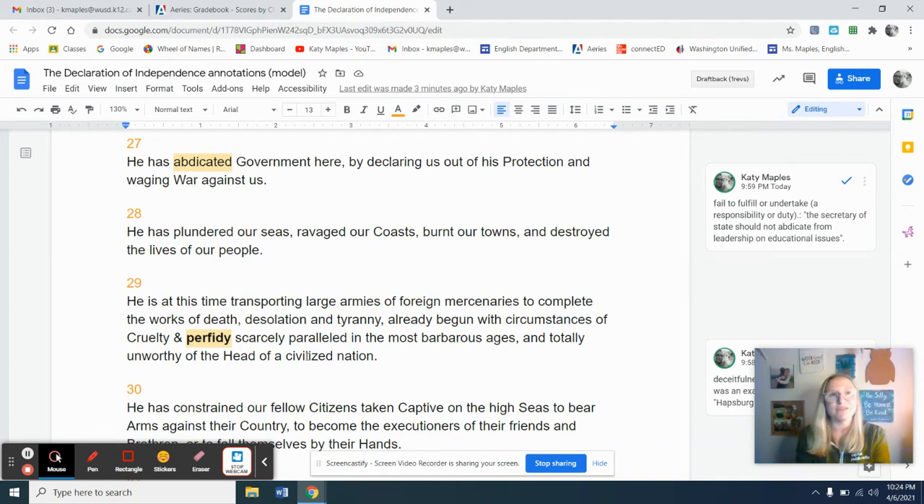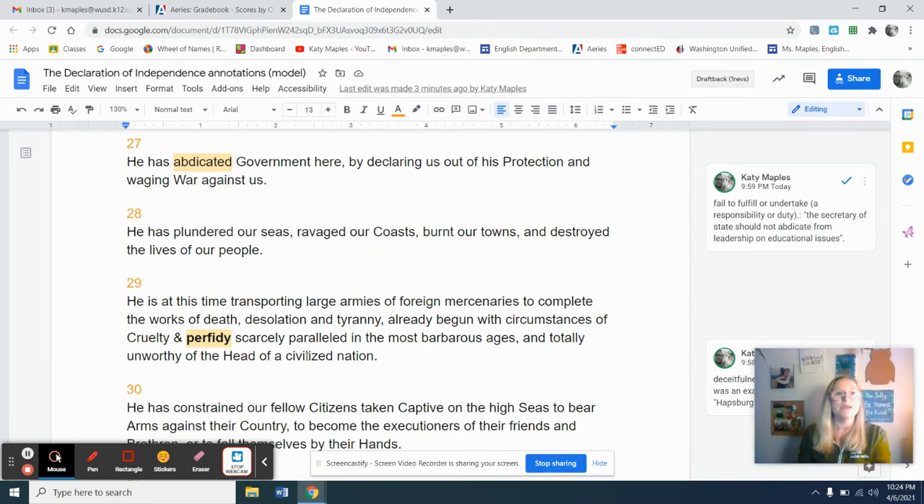Right, paragraph 27. He has abdicated government here, meaning he hasn't taken responsibility, by declaring us out of his protection and waging war against us. That's a pretty big deal. King George is like, yeah, I'm not going to protect you guys. P.S. I'm also going to wage war against you. What kind of government is that?